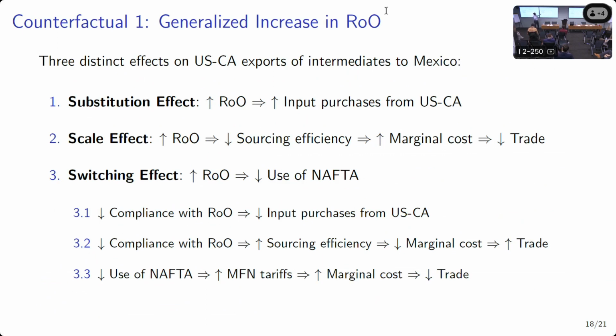And of course, there's also a switching effect, which is when rules of origin go up, some firms are going to choose not to use NAFTA to export anymore. And for these firms, these two effects go in the opposite direction, right? With stricter rules of origin, I'm going to purchase less from the United States and Canada. But on the other hand, I'm going to be able to purchase more from China, which is going to decrease my marginal cost, and it's going to increase trade in the region, okay? Lastly, if I stop using NAFTA because rules of origin got stricter, I'm going to have to pay tariffs now, which is going to increase my marginal cost as well, okay?